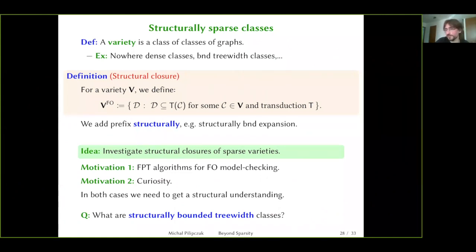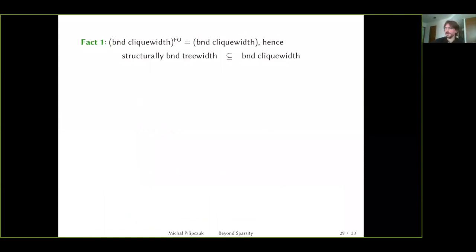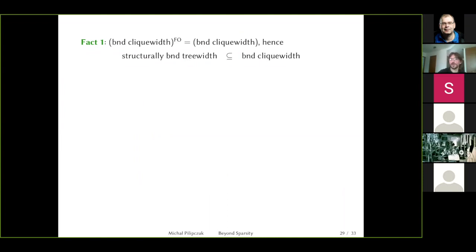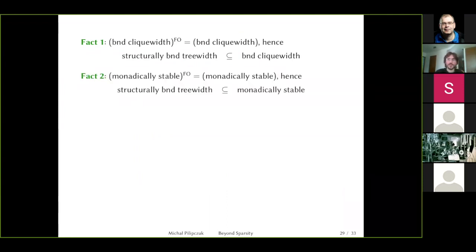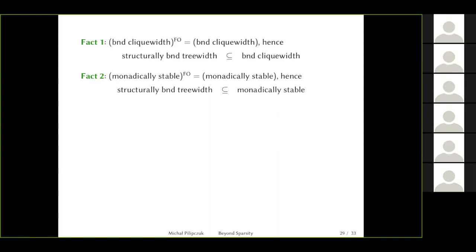What are those? Good. So on one hand, yes, structurally bounded tree-width classes are also bounded clique-width, and bounded clique-width classes are closed under taking FO transductions. So structurally bounded tree-width wouldn't be more than bounded clique-width. On the other hand, structurally bounded tree-width classes are monadically stable, and monadically stable classes are also closed under FO transductions. So I will not get anything more than monadically stable in this process.